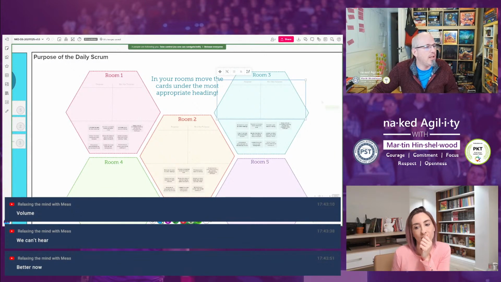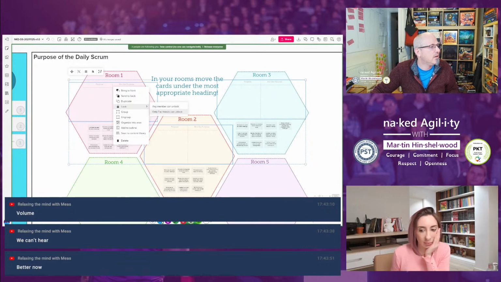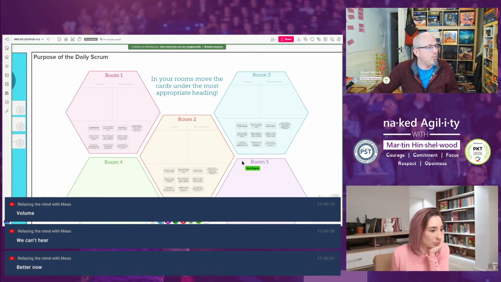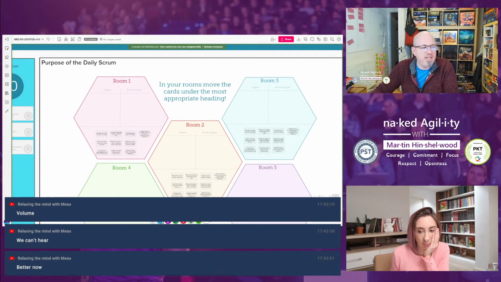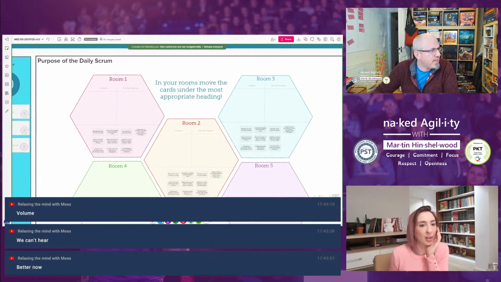Let me just quickly lock the background there. Because otherwise that will be nasty. The cards are free to roam, and I've locked the background. So I'm going to start a timer. I'm going to give you 5 minutes.